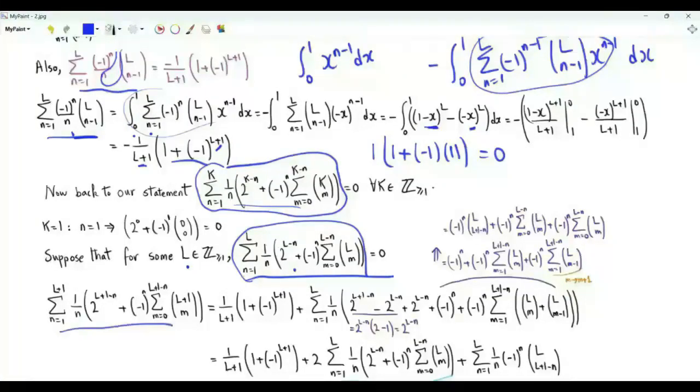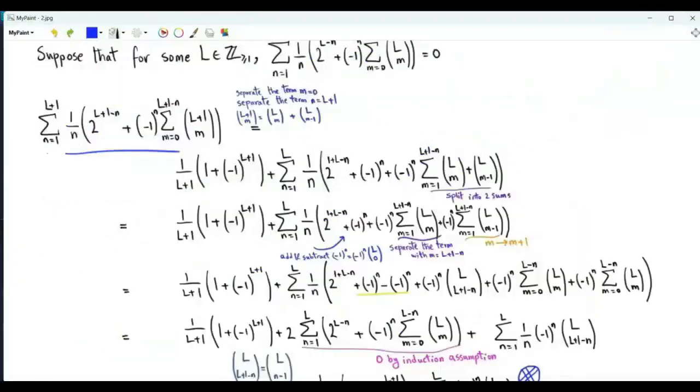So we write down this summation. Every L is replaced by L plus 1. Let's first separate the term corresponding to small n equal to L plus 1. This is 1 over L plus 1, 2^0, which is 1. When n is equal to L plus 1, m is equal to 0. This binomial coefficient is equal to 1. This part is (-1)^(L+1). Now the sum is from n equal to 1 to L.